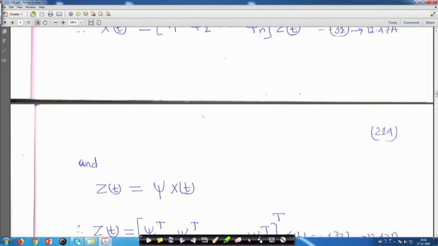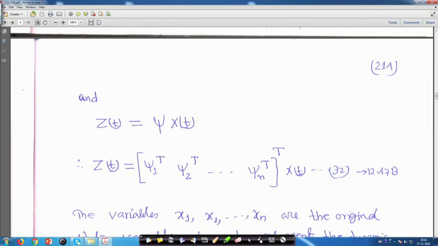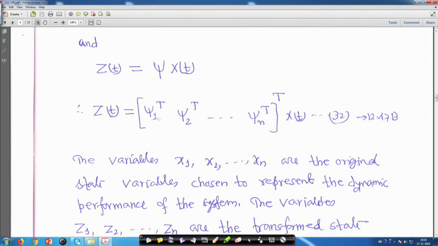And z(t) is equal to psi x(t), this we have seen earlier. If z(t) is equal to psi x(t), then mathematically it can be written as z(t) equal to psi 1 transpose, psi 2 transpose, up to psi n transpose, times x(t). This is actually not a vector, it is a matrix, because each one is a column vector, right. This is equation 32.